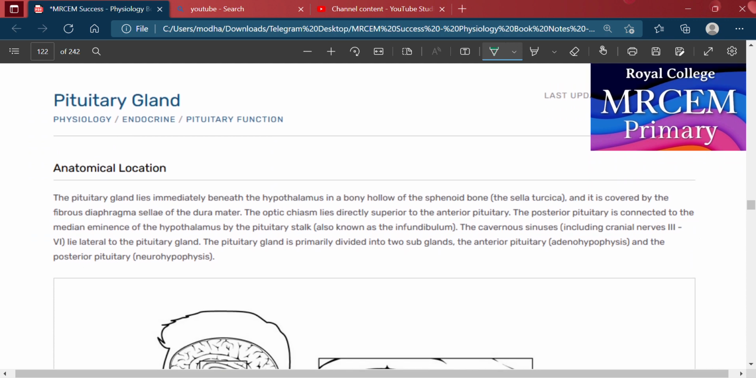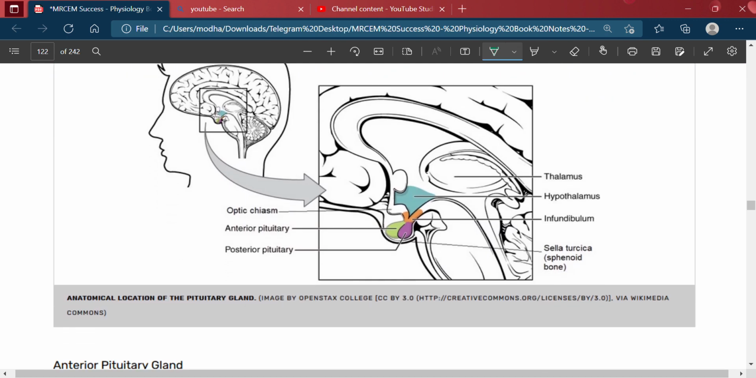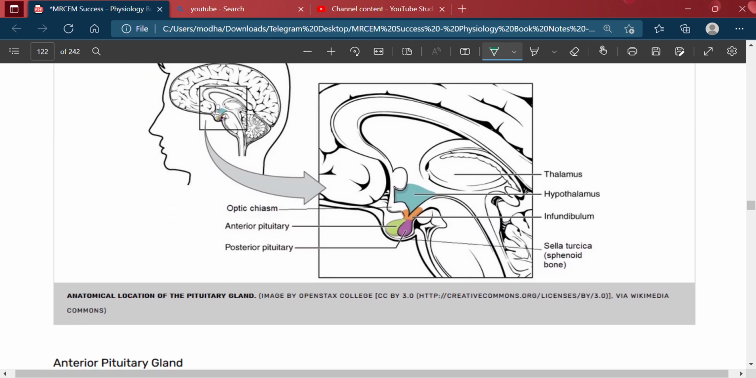Now, the pituitary gland. Okay, the anatomical location of the pituitary gland. Here we can see the hypothalamus. This is the infundibulum, and below this is the pituitary. This is the anterior pituitary, and this is the posterior pituitary. And this is the sella turcica in the sphenoid bone.